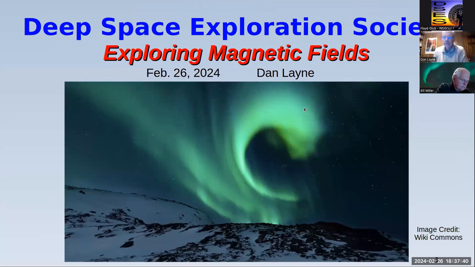So yeah, we're the Deep Space Exploration Society, and tonight we're going to be exploring magnetic fields. The word exploring means this is more descriptive. It's not going to be as much analytical, but a descriptive tour of some magnetic fields. What's on the first page here is a picture of the aurora over Norway. And of course, we can't actually see magnetic fields.